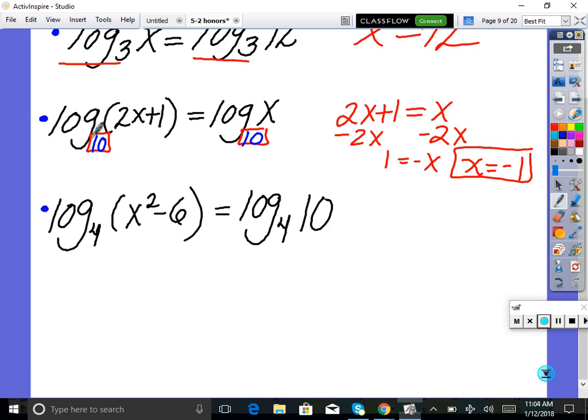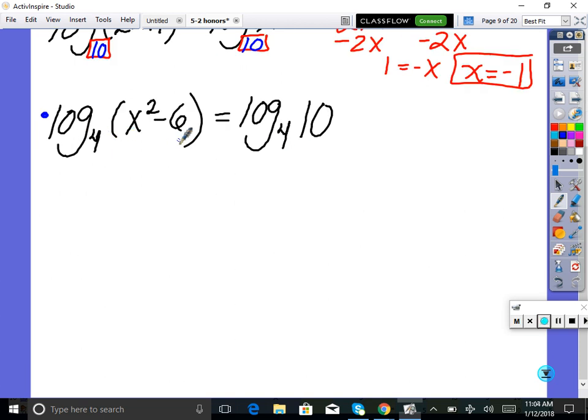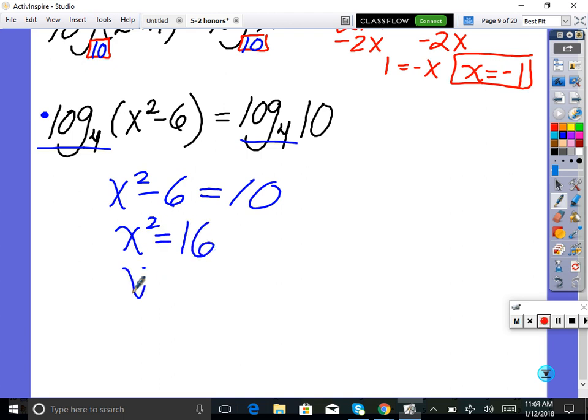Log to the base 4 of x squared minus 6 equals log to the base 4 of 10. So isn't my true statement x squared minus 6 must equal 10? Because there's no x, we can add 6. So we have x squared equals 16. Therefore, x must equal plus or minus 4. Now, I want you to think about this. x equals 4 and x equals negative 4 are our two solutions.